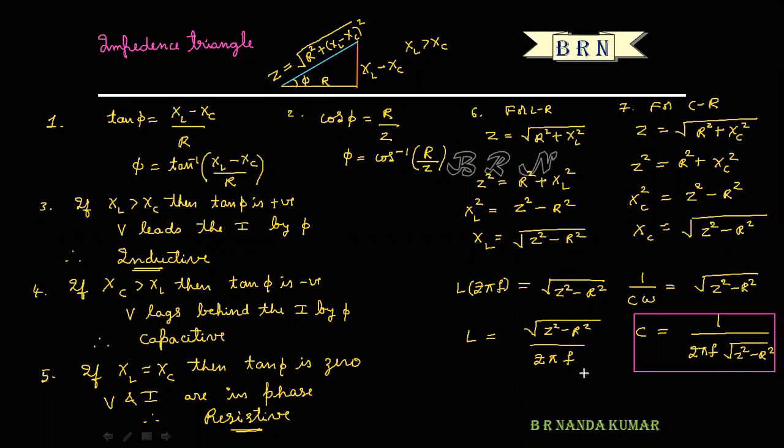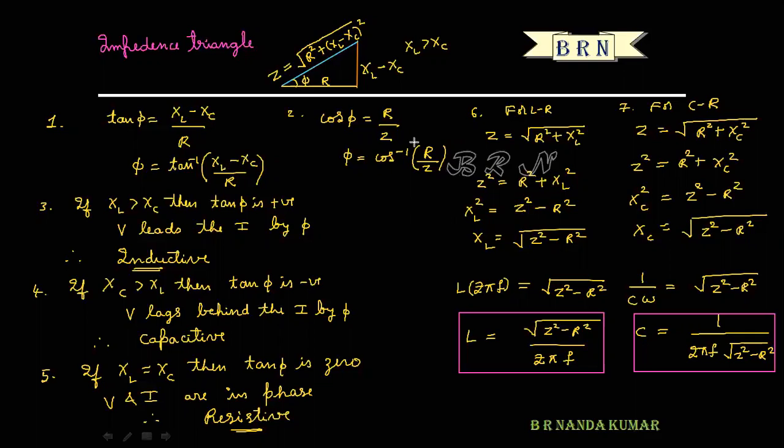So this is the mathematical expression for inductance in an LR circuit: L is equal to root Z square minus R square divided by 2 pi f. And this is the mathematical expression for capacitance in a CR circuit: C is equal to 1 divided by 2 pi f into root Z square minus R square.